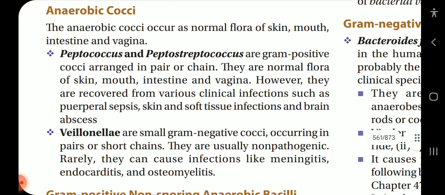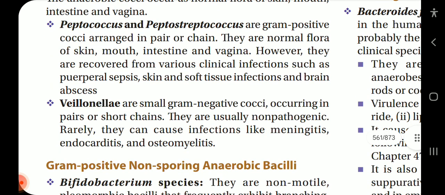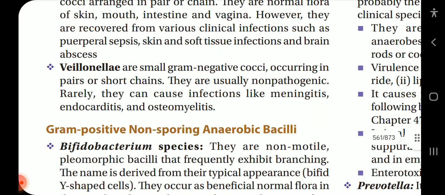Anaerobic cocci. The anaerobic cocci occur as normal flora of the skin, mouth, intestine, and vagina. Peptococcus and Peptostreptococcus are gram-positive cocci arranged in pairs or chains. They are normal flora of skin, mouth, intestine, and vagina. However, they are recovered from various clinical infections such as puerperal sepsis, skin and soft tissue infections, and brain abscesses.